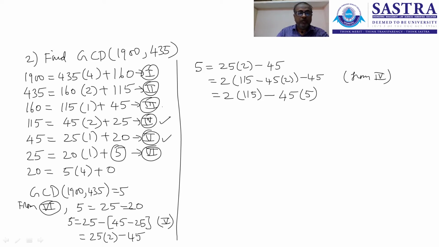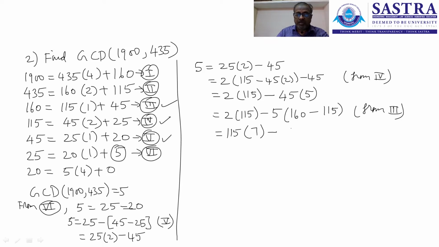4. Now I have to replace 45 using 3. So I will have 2 into 115 minus 5 into, what is 45? 160 minus 115. This I get from 3. Good. So I'll put this tick mark here. So I'll have 115 into 7 minus 5 into 160.